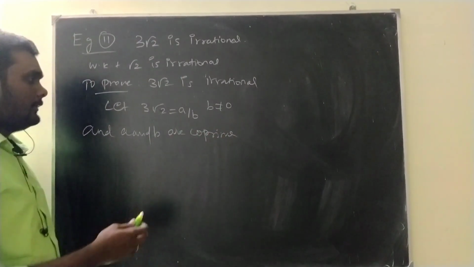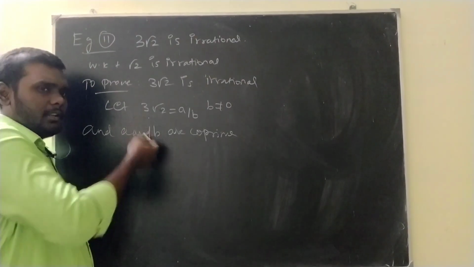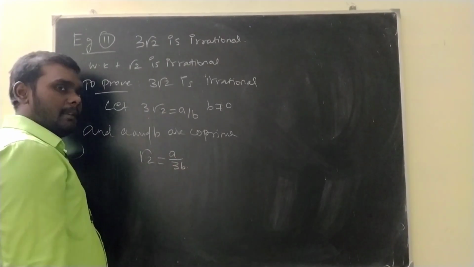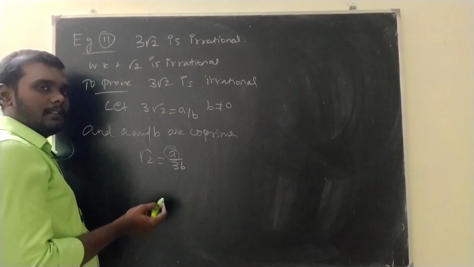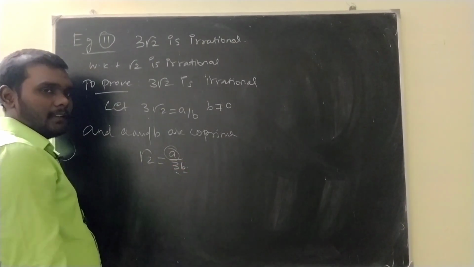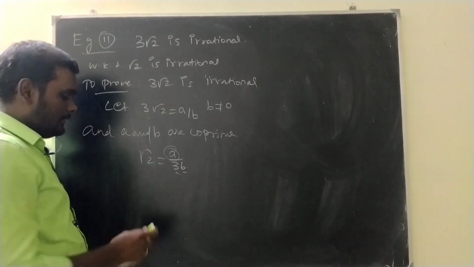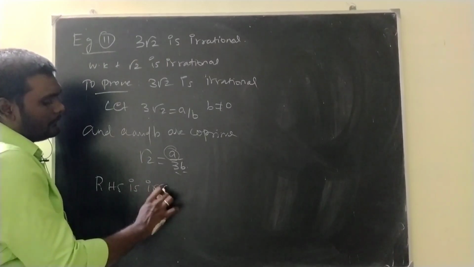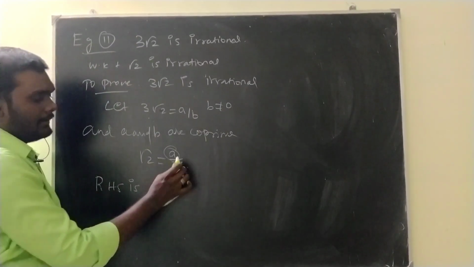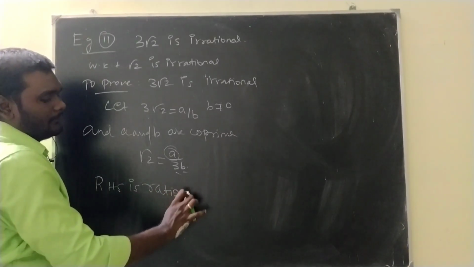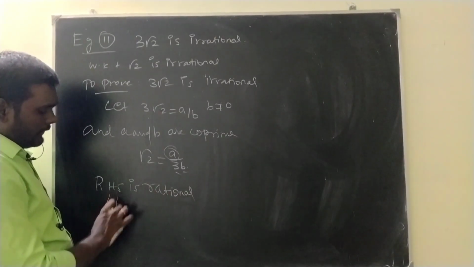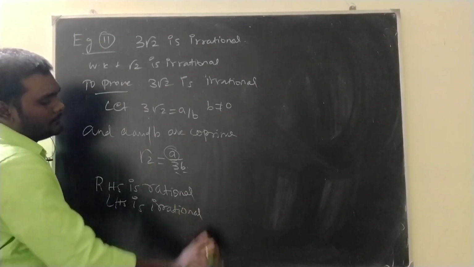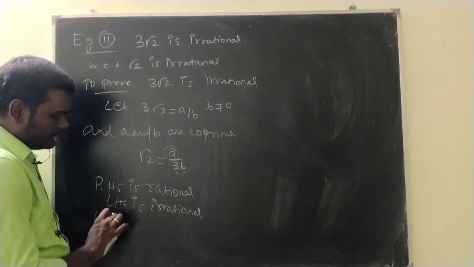Then transfer this 3 to the other side. Then root 2 is equal to a by 3b. As we already know, a is rational, 3 is rational, b is rational. So rational by rational is rational. So we can say right hand side is rational, sorry, and left hand side is irrational, which contradicts the fact that root 2 is irrational.